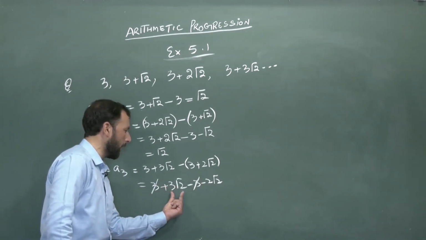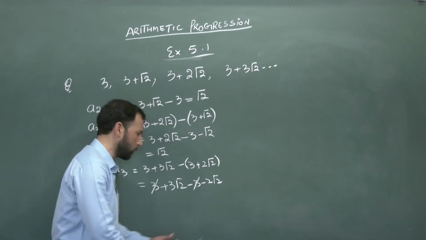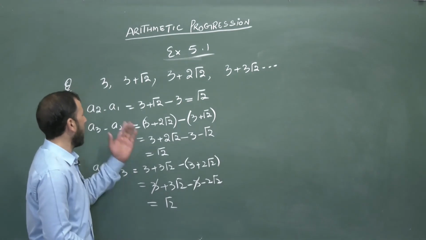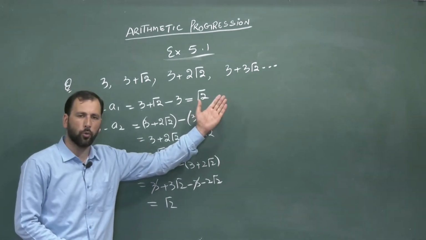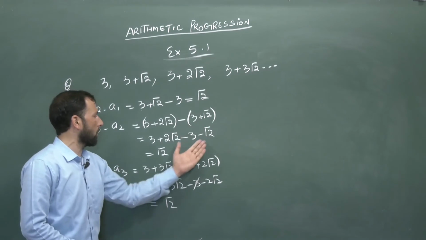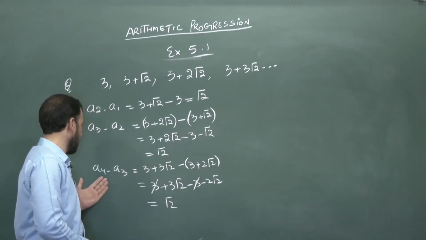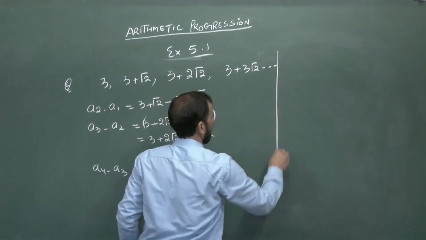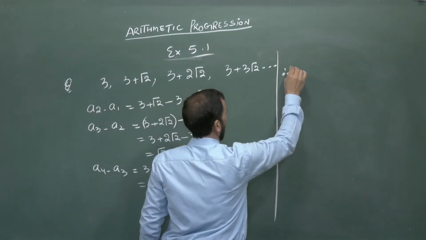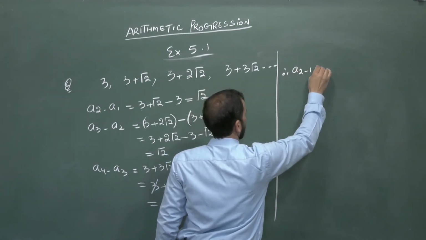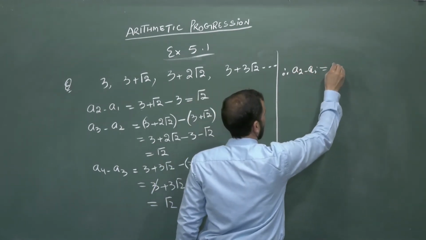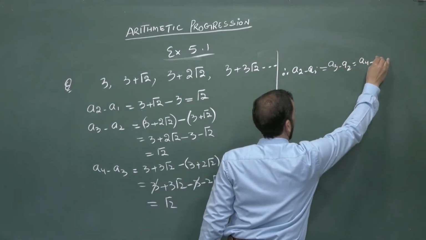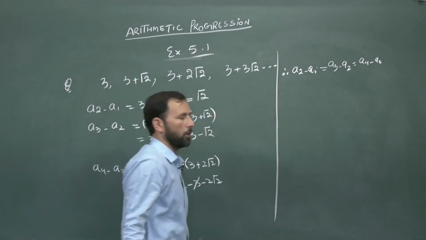This is 3 times square root 2 minus 2 times square root 2, which is equal to square root of 2. So here a2 minus a1 is equal to square root 2, a3 minus a2 is also equal to square root of 2, and a4 minus a3 is equal to square root 2. Therefore, a2 minus a1 is equal to a3 minus a2, which is equal to a4 minus a3. Both are equal to 1 by 3.